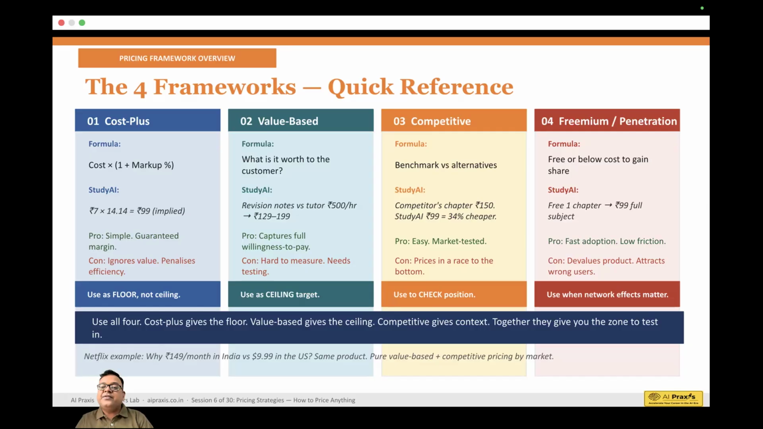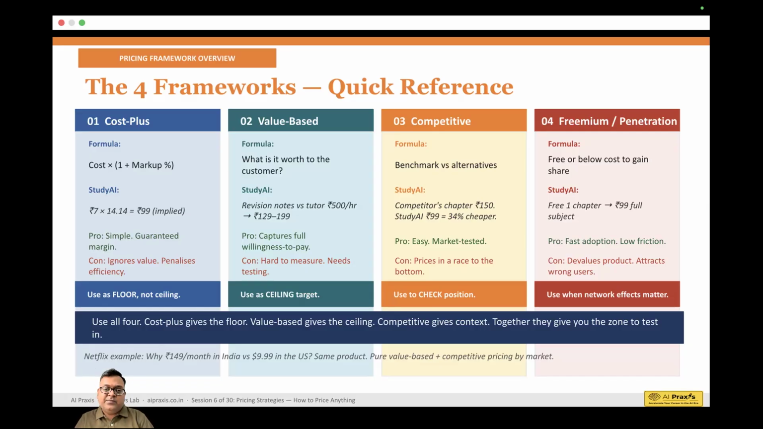The fourth one is freemium or penetration. Free or below cost to gain share. When do you do that? It's very simple. You're very new to the market and you really want to test the need. And more importantly, how do you do it? Do you give your full product? No. Maybe in case of Study AI, they can give one free chapter, and then after that, rupees 99 for the full subject.